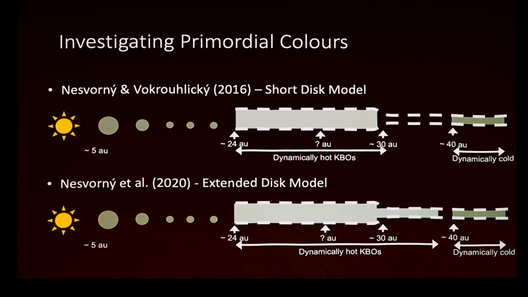And then the second model is from 2020. Although the disk does significantly drop in density beyond 30 AU, there is a low mass disk extension, so you've got material coming out towards the cold classical region that the hot population can come from.